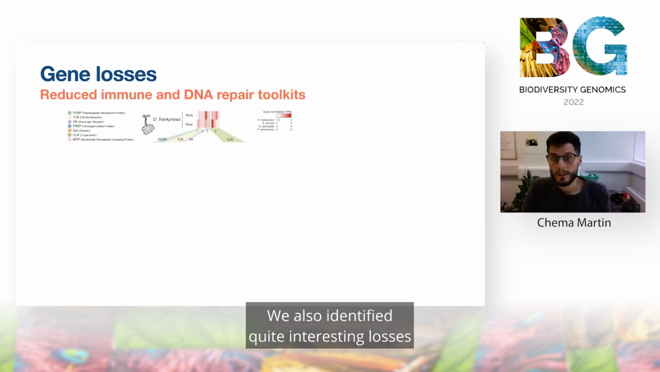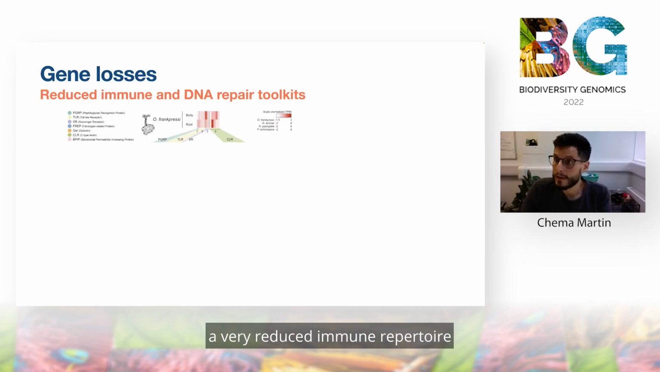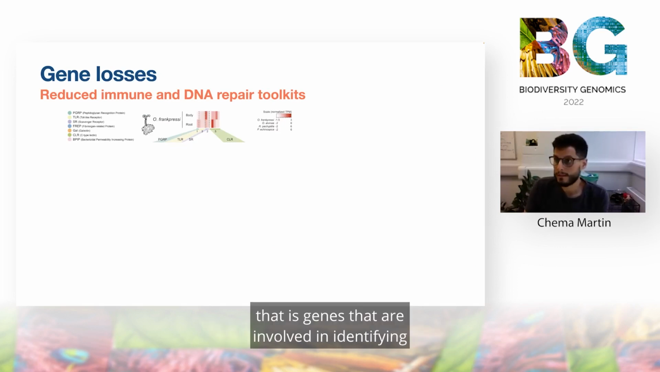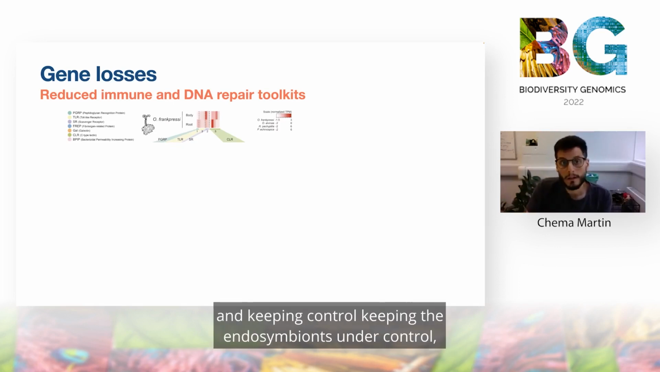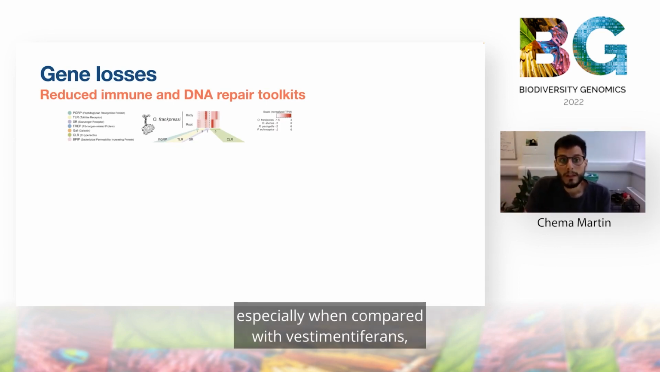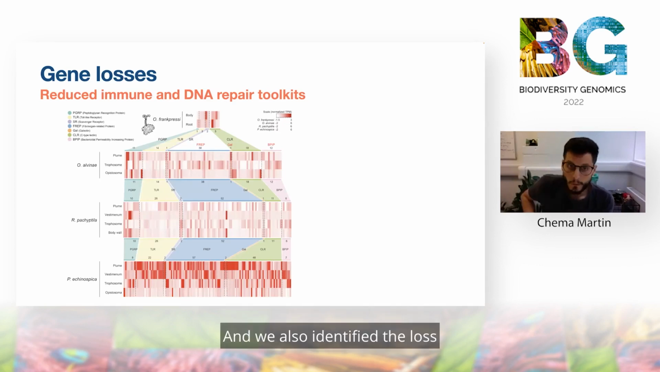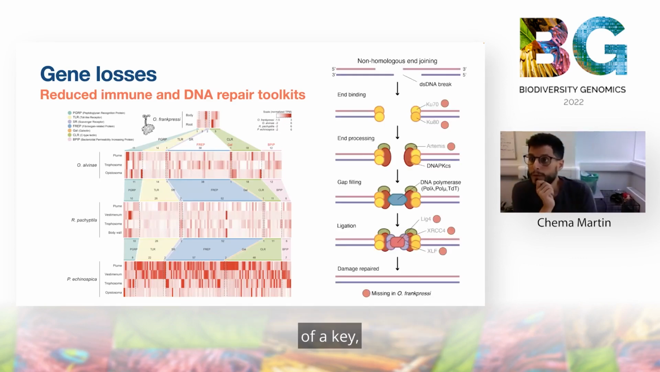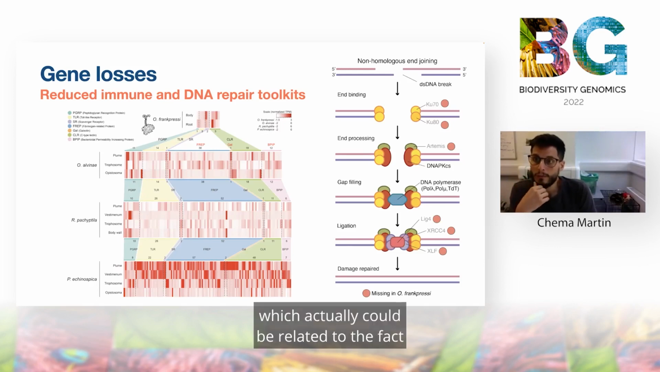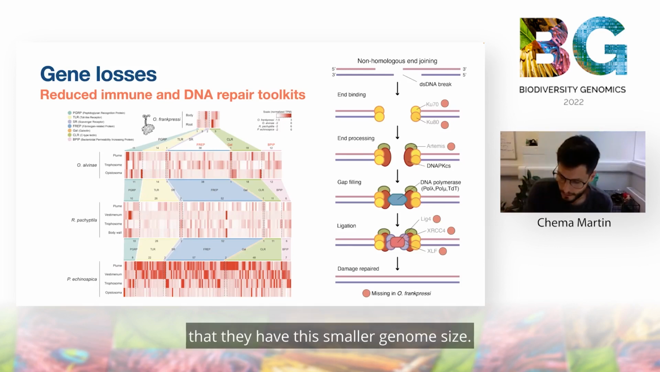We also identified quite interesting losses in Osedax, like for instance a very reduced immune repertoire, that is, the genes that are involved in identifying and keeping the endosymbionts under control, especially when compared with Vestimentiferans, which have an expanded and very diverse repertoire of immune genes. And we also identified the loss of a key DNA repair toolkit in Osedax, which actually could be related to the fact that they have this smaller genome size.